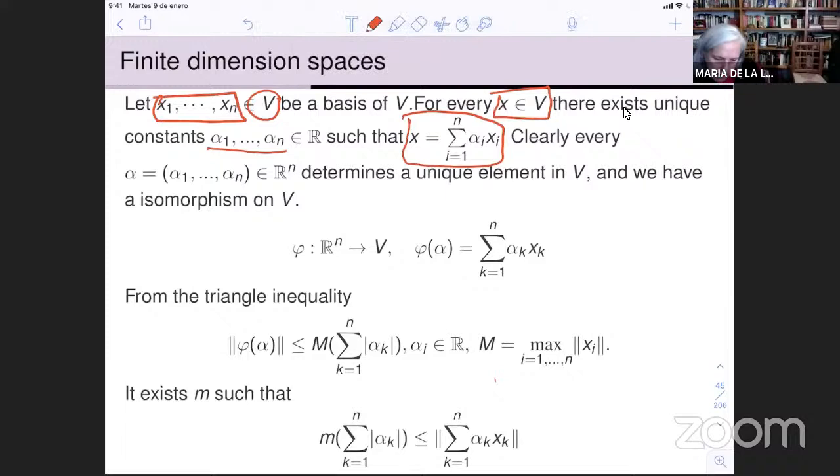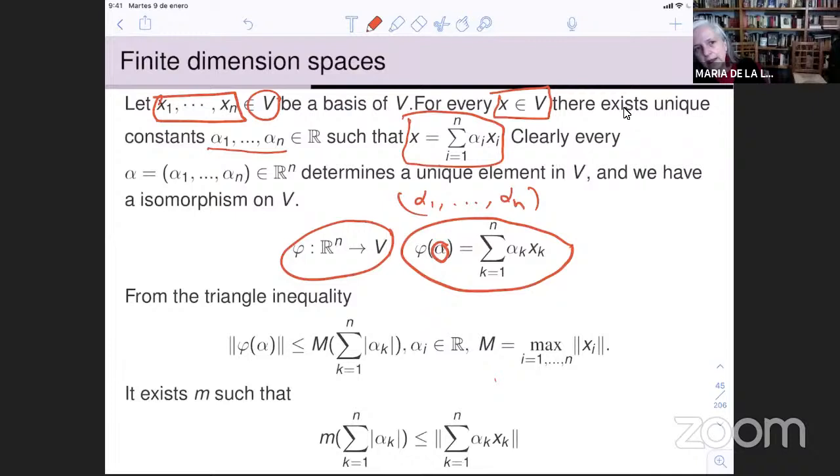And then we have an isomorphism from Rn to V. So for each alpha, here alpha is a vector, alpha one until alpha n, okay? You can construct phi of alpha as this linear combination of the elements of the basis, okay?